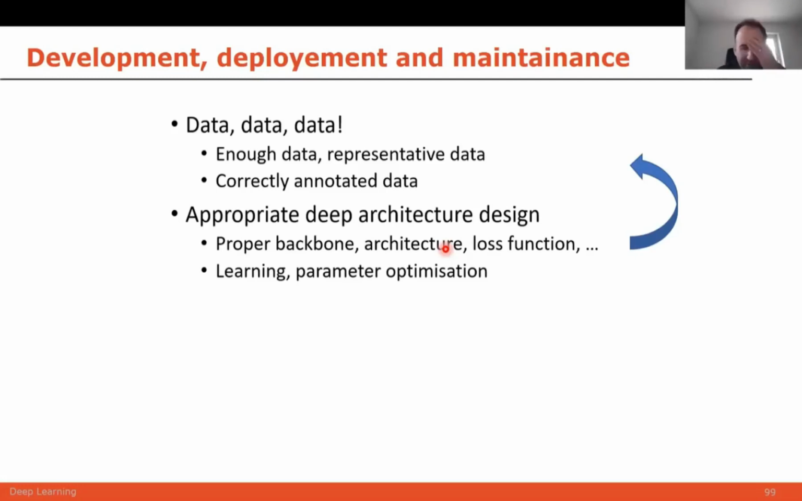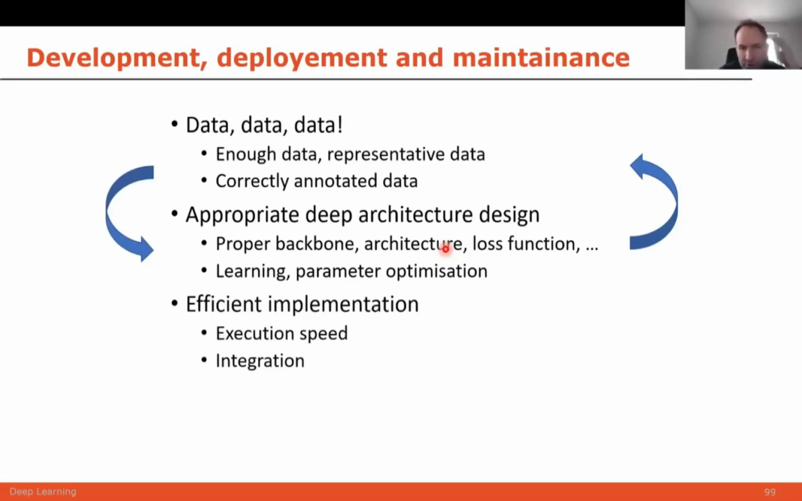You can make better improvements by providing more appropriate data than by tweaking architecture from some point on, right? So this loop you will probably do, right? Once you develop the system, then you probably want to update the data in order to make the system work better. And of course, once it works fine, you want to be efficient enough.